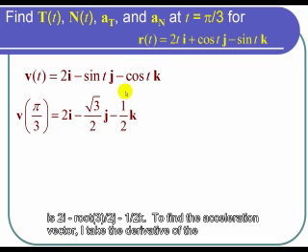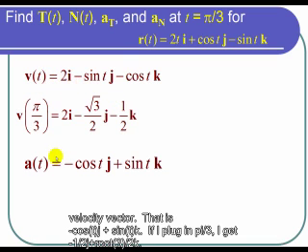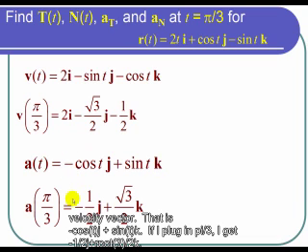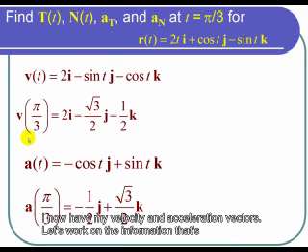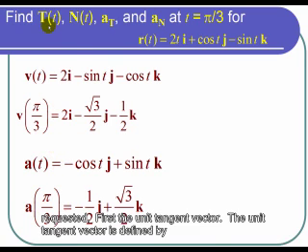So to find the acceleration vector, I take the derivative of the velocity vector, and that is just negative the cosine of t j plus the sine of t k. And if I plug in pi over 3, I get negative 1/2 j plus root 3 over 2 k. So I now have my velocity and acceleration vectors. Let's work on the information that's requested.